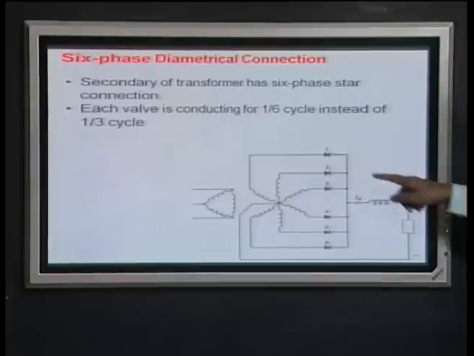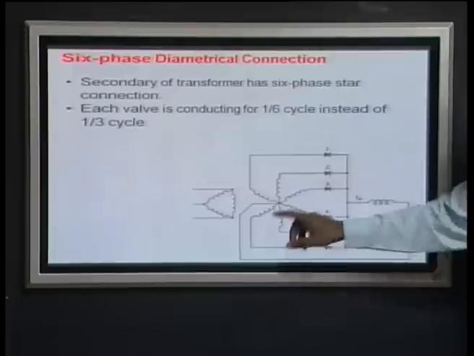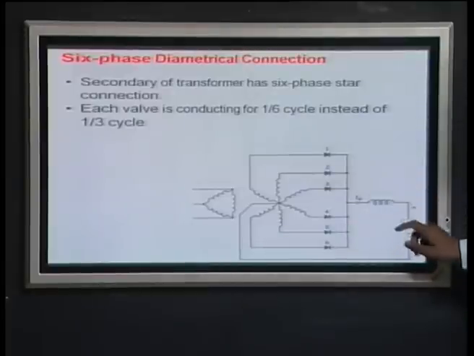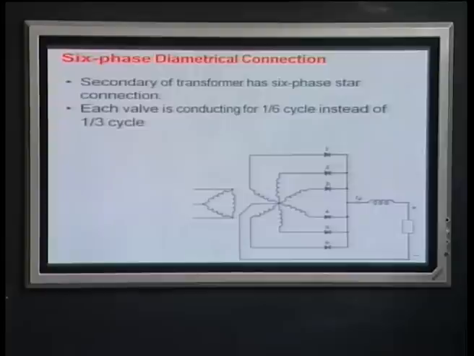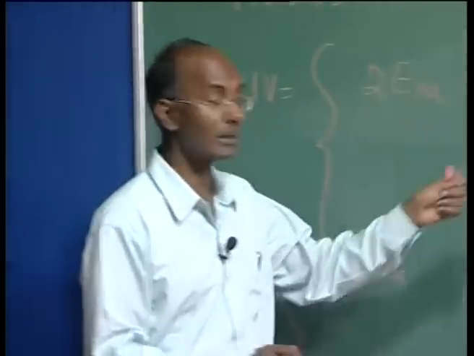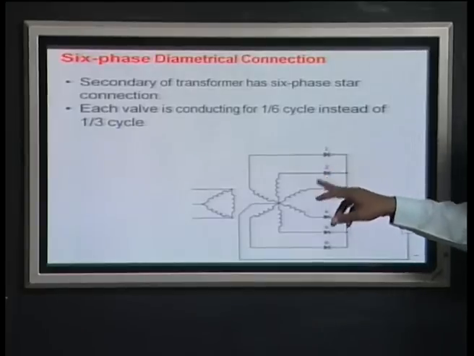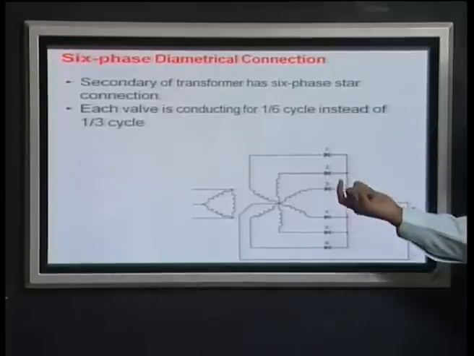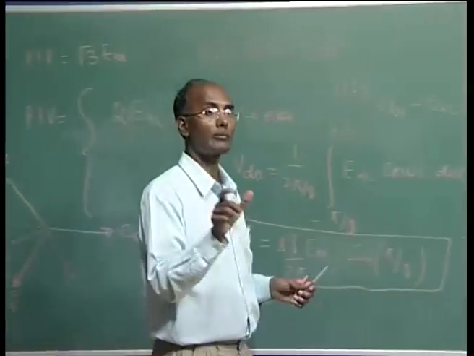Here this one is conducting, and then we are getting this voltage. It means your return path is not this one; we are going for this one. So what happens? Each valve here is conducting for 1/6 of the cycle rather than 120 degrees, because the others were conducting for 120 degrees. So now this one is going to conduct only for this 60 degrees, not for 120 degrees.